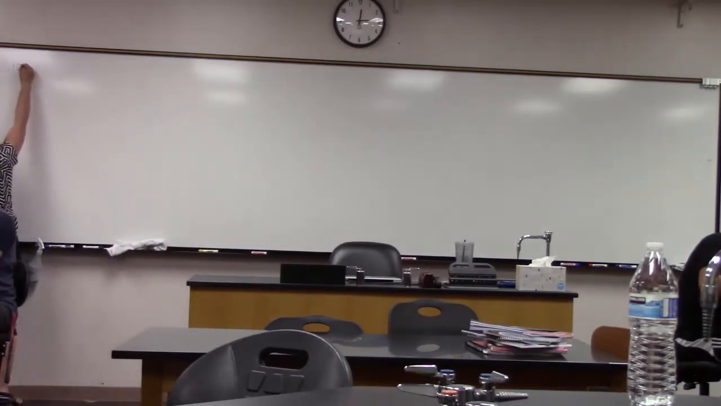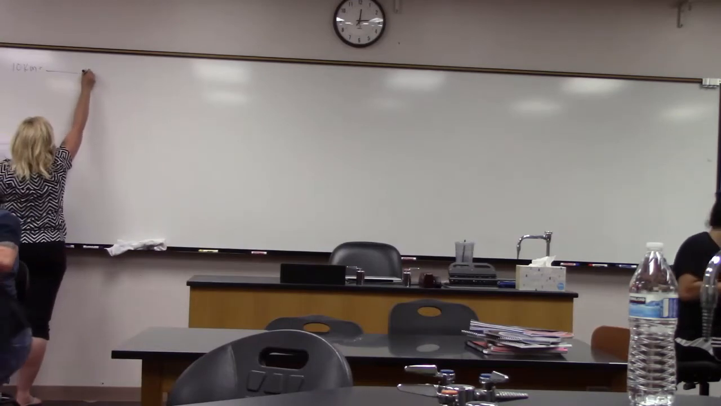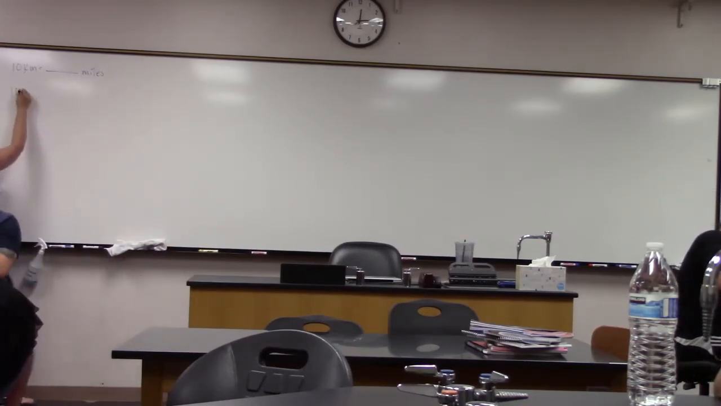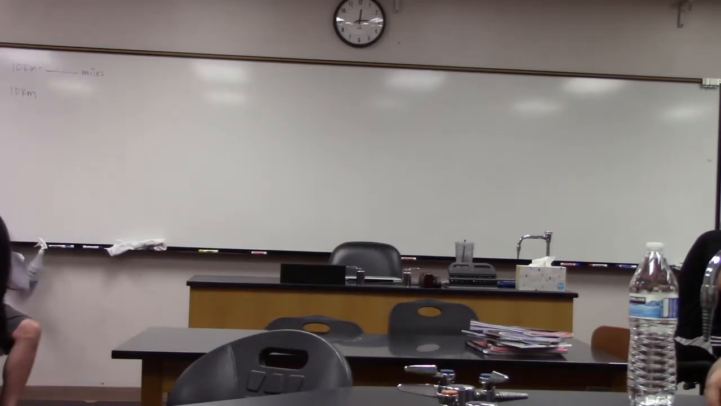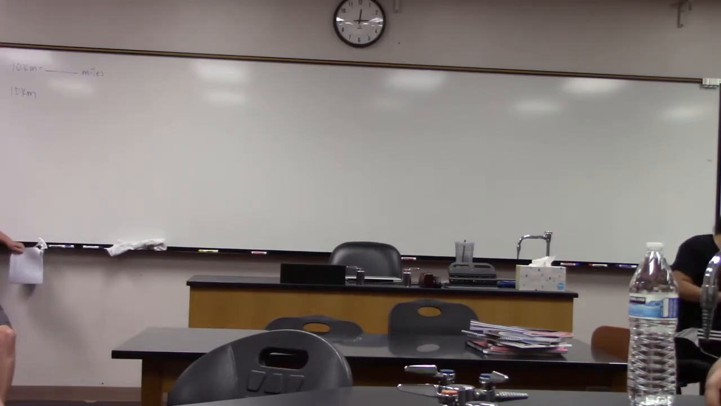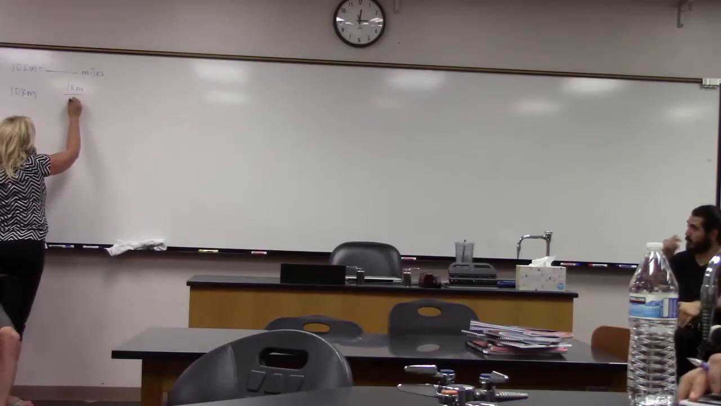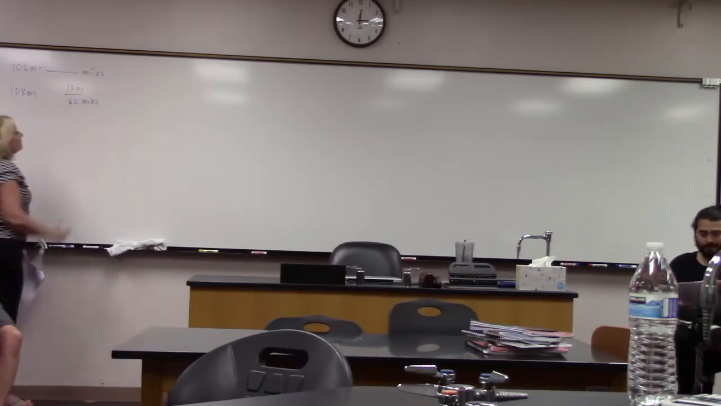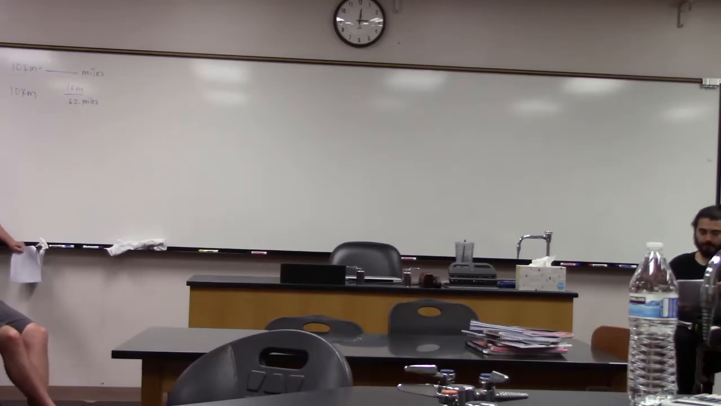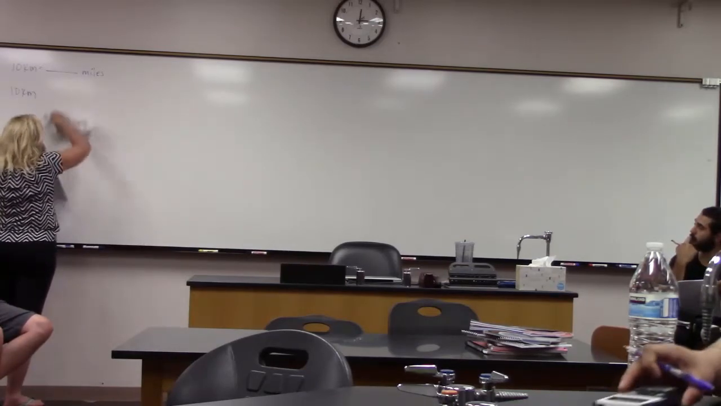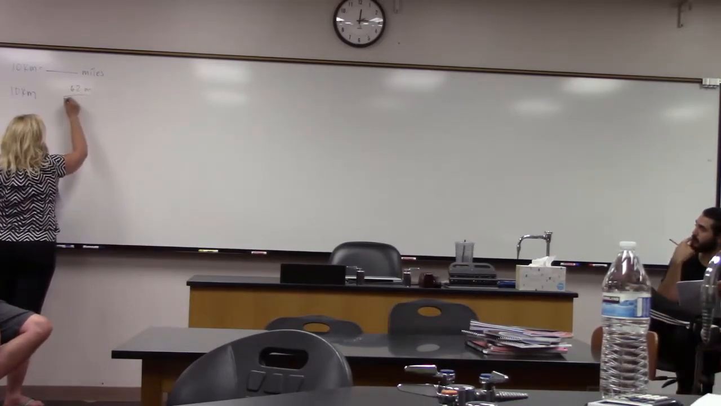Okay, so question number 1 says that the person has run 10 kilometers and they want you to convert that into miles. So how do you convert kilometers into miles? The conversion factor: 1 kilometer is 0.62 miles. Say it again. Okay. 0.62 miles over 1 kilometer.